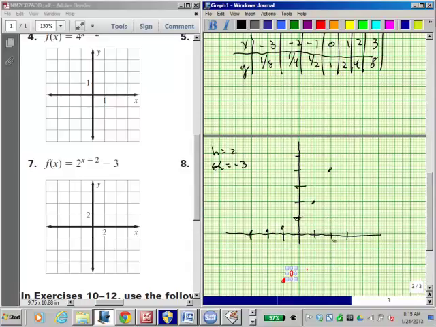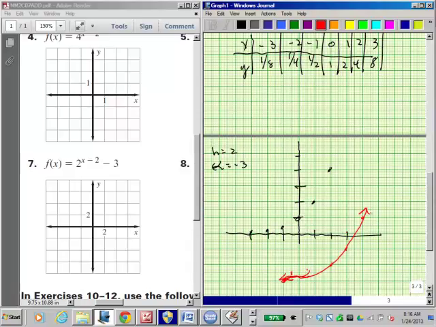Okay, all right. 2 to the right and down 3. 2 to the right, 1, 2, 3. 2 to the right, down 3. 2 to the right, and down 3. Okay. These are in the wrong place, so here's the graph going like that. Okay. All right. What do you think?